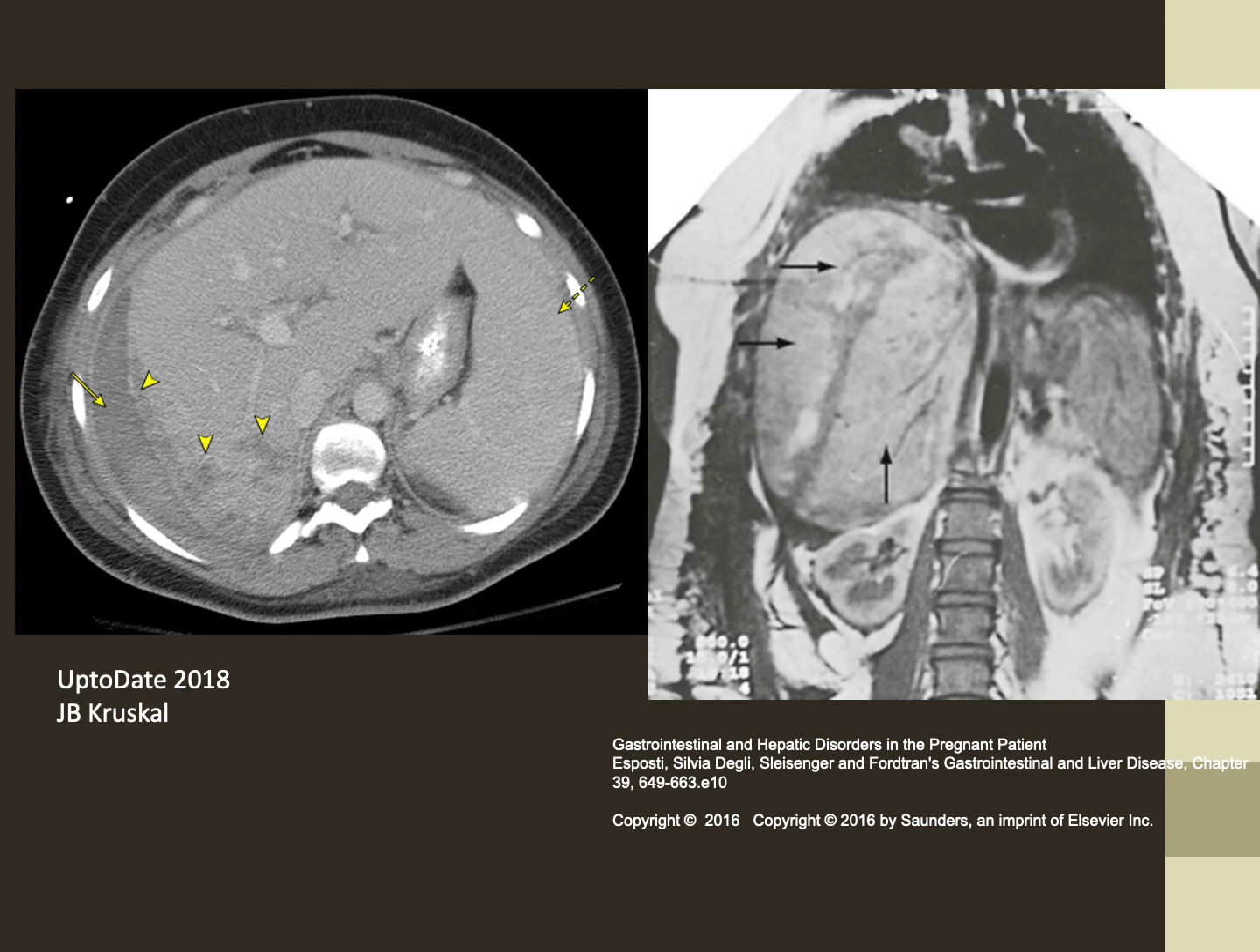On the left is a CT scan of a patient showing multiple infarcts in the peripheral aspect of the right lobe of the liver, as shown by the yellow arrowheads. This patient also has subcapsular hematoma, as shown here, and the spleen is also enlarged. On the right is a T1 weighted coronal image of the liver, showing a large hematoma which is displacing the liver.